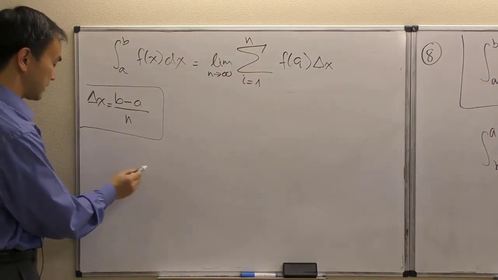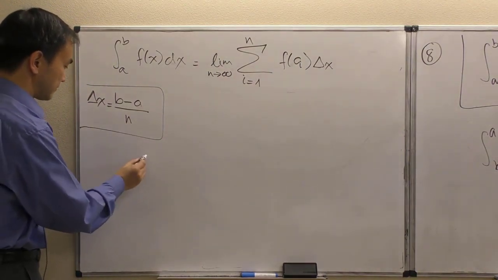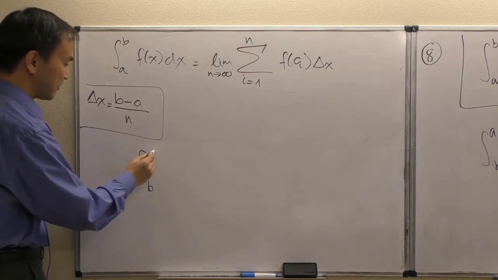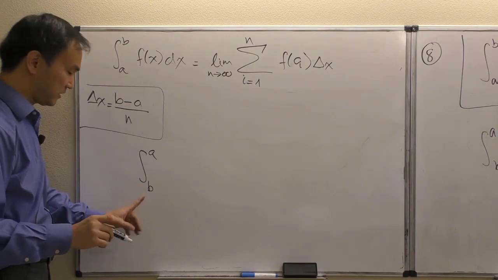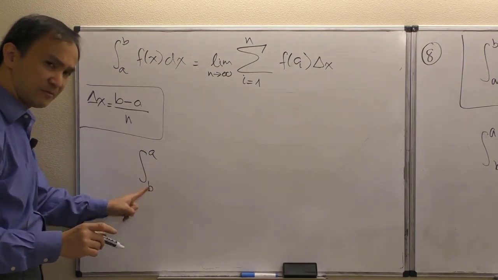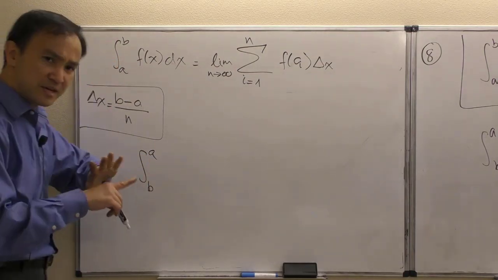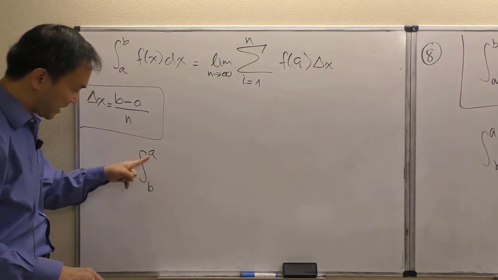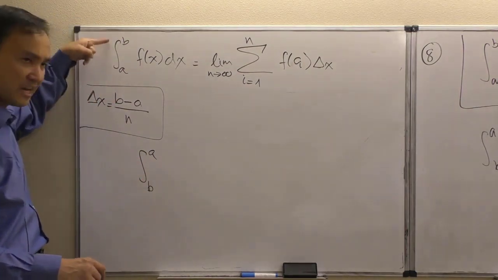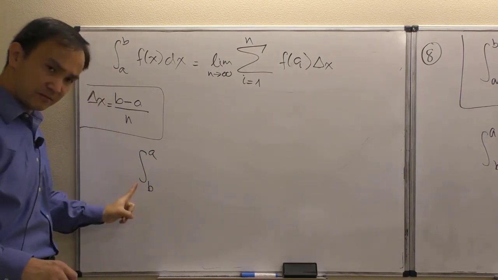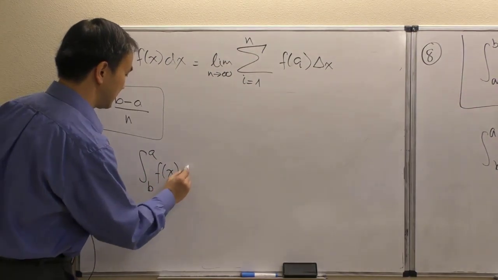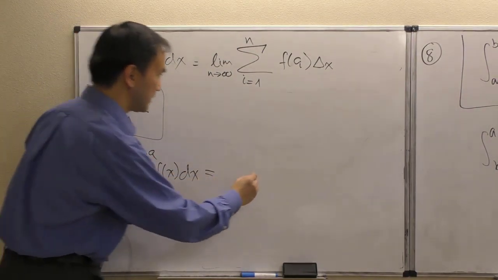Now, think about this. If we have accumulation that happens from b to a, where it starts at b but ends at a, whereas here it starts at a and ends at b, it's the reverse of the accumulation here. Here I have f of x.